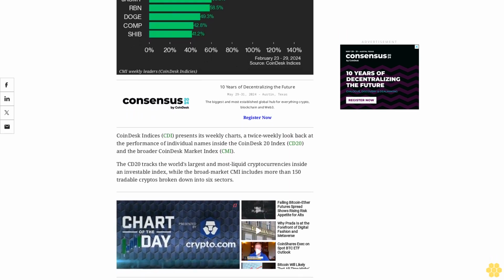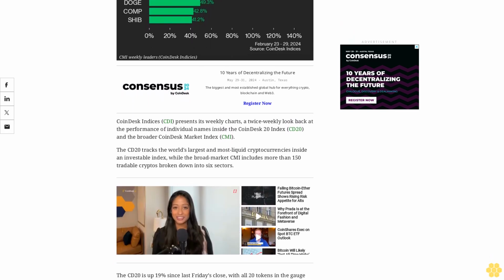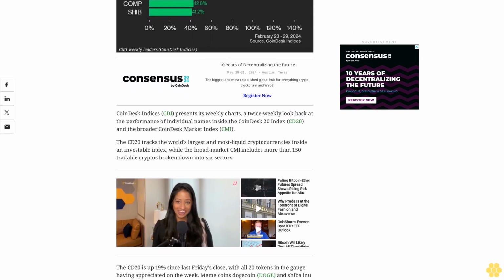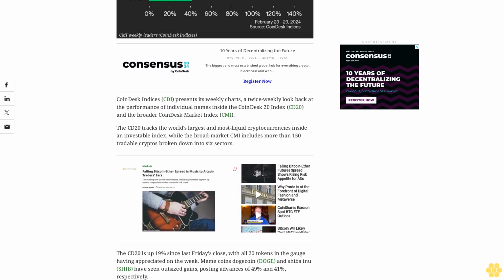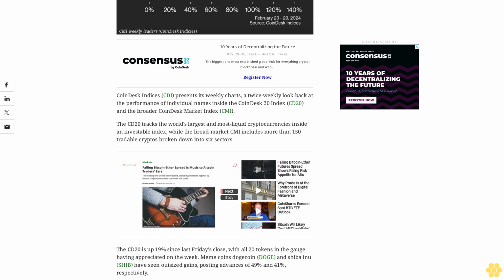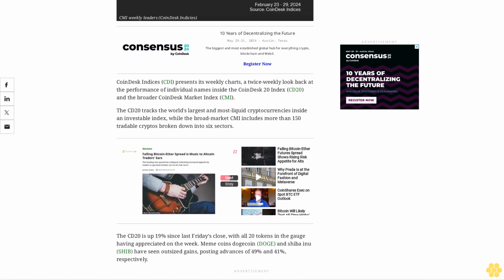The CD20 is up 19% since last Friday's close, with all 20 tokens in the gauge having appreciated on the week. Meme coins Dogecoin (DOGE) and Shiba Inu (SHIB) have seen outsized gains, posting advances of 49% and 41%, respectively. Among the CD20, only six assets have failed to earn double-digit returns on the week.